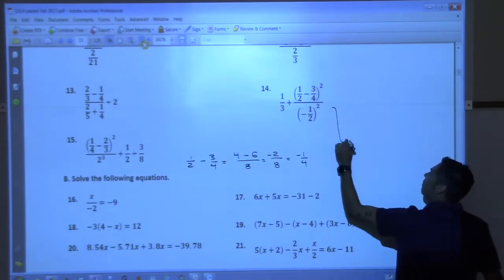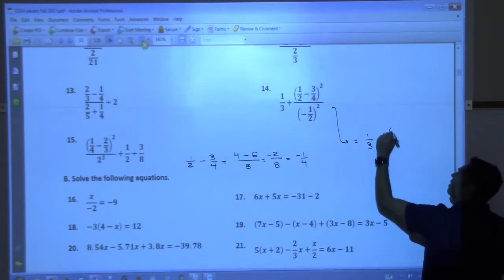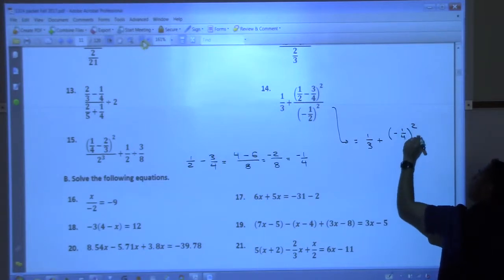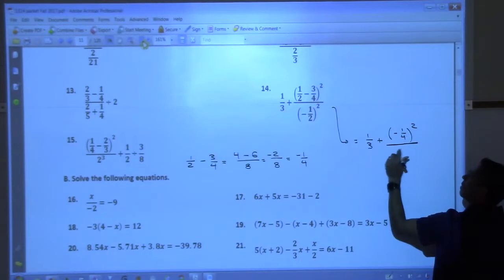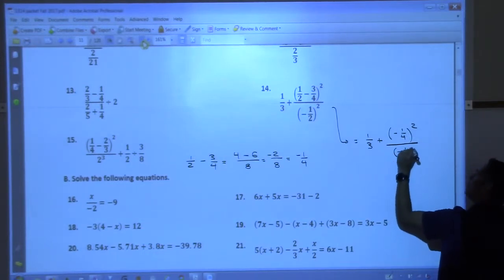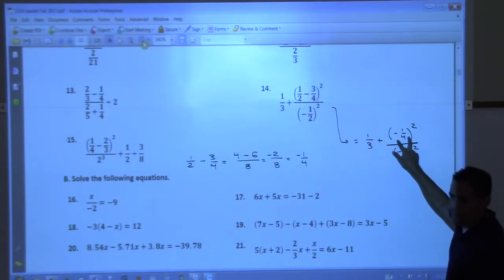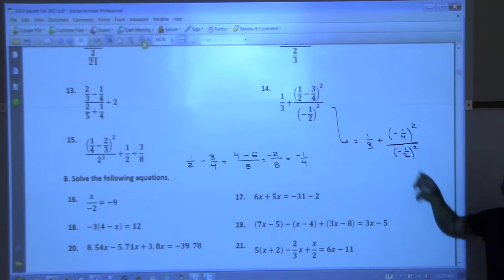So here we go. This is going to be equal to 1/3 plus, we just determined that numerator is negative 1/4 squared, and then over, and that division bar only goes to here, it doesn't go over here, negative 1/2 squared. Like that. So these parentheses that I have here are very important, right? Because I'm squaring everything in here. And we talked about that last class. If the parentheses isn't there, you're going to get a different answer.